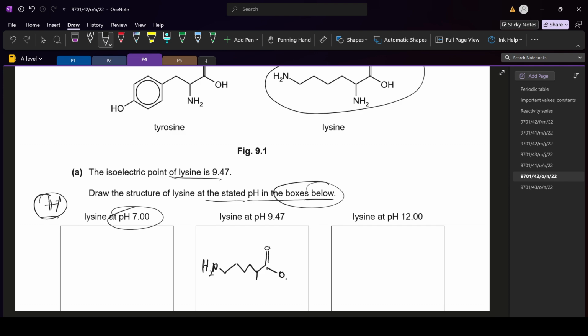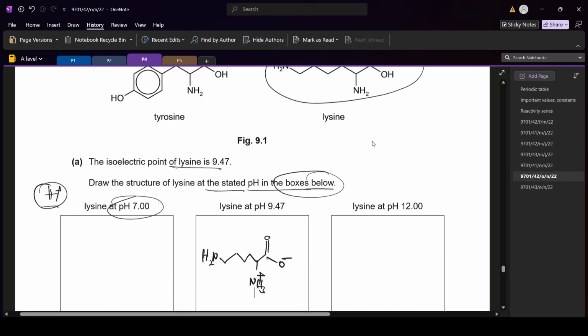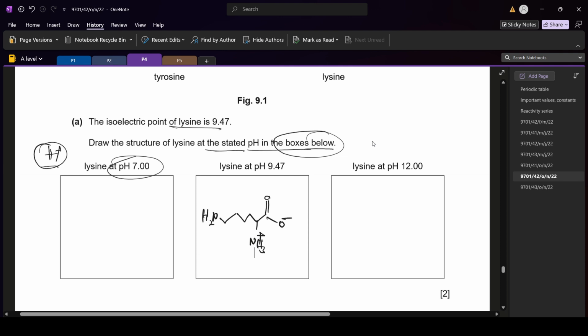So this will be in this form. So this lysine will be in this form, NH3 plus. Okay, this will be in Zwitterion form at a pH of 9.47, at its isoelectric point. Okay, and then at a pH of 7, let's draw this structure at pH of 7.